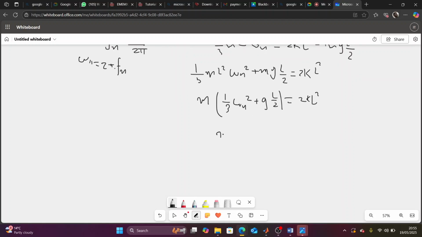So if you make m the subject of the formula, we've got 2kL squared divided by 1 over 3 L squared Wn squared plus gL over 2. This is what gives you m.